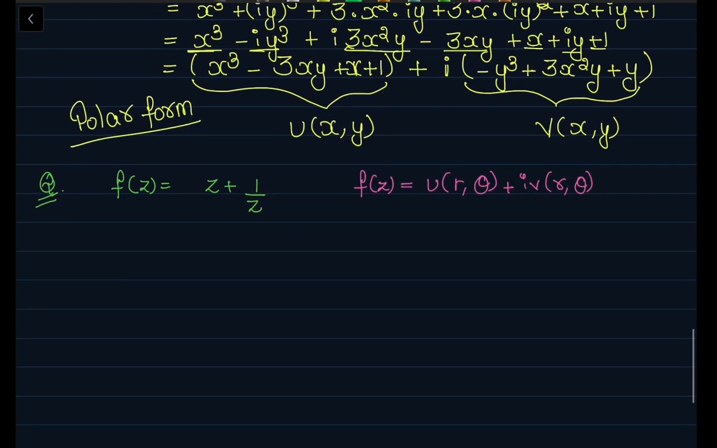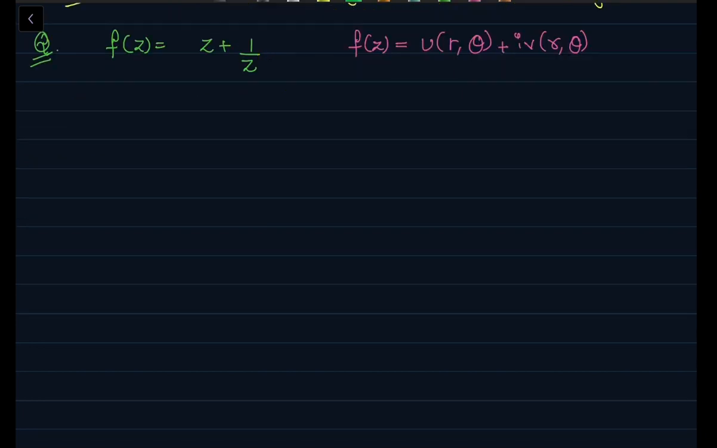Now come to the last part. f of z is equal to z plus 1 upon z. Here we have to find the complex function in the variables r and theta. It means we have to find this in the polar form.